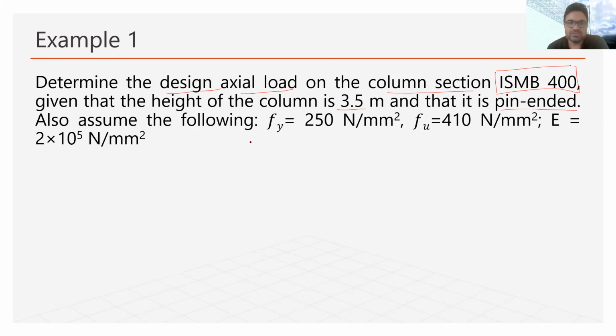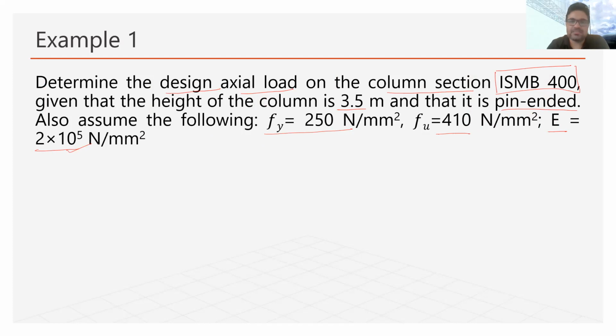Also it says to assume the following values: Fy is 250 Newton per mm square, Fu is also given here, which is 410 Newton per mm square, and the value of E is also given, which is 2 into 10 raised to power 5 Newton per mm square. This E value is the Young's modulus of elasticity. Basically, we are using steel, so the Young's modulus of elasticity of steel is 2 into 10 raised to power 5.